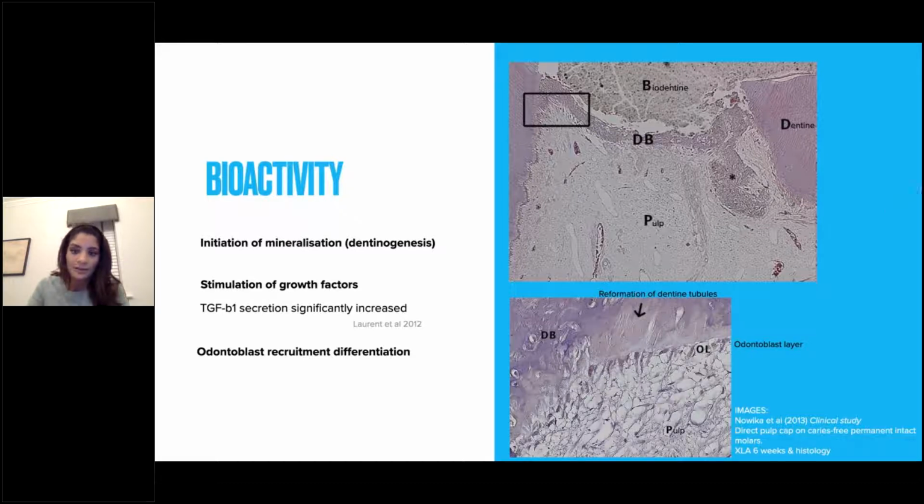So the benefit of using a tricalcium silicate cement is it initiates mineralization or dentinogenesis. It's been shown to stimulate growth factors from the pulp. So transforming growth factor beta has been released, and what this does is it actually causes stem cells in the pulp to differentiate into odontoblasts, and they're recruited towards the dentine bridge to form a better dentine bridge. So there's quite a significant difference between tricalcium silicate cements and calcium hydroxide.